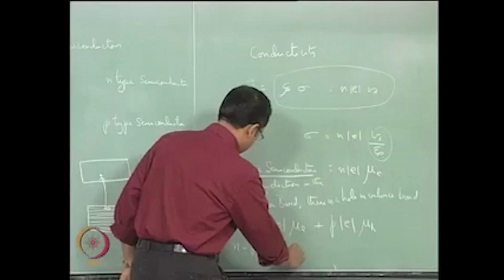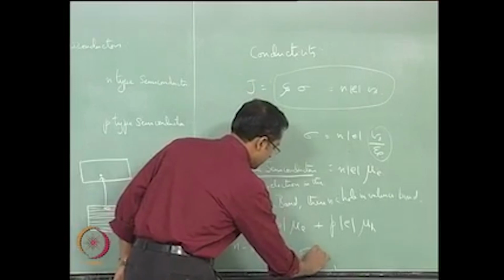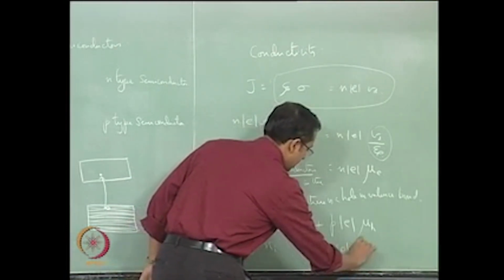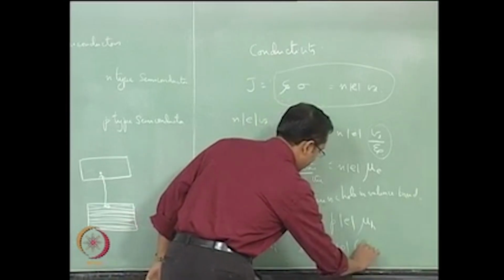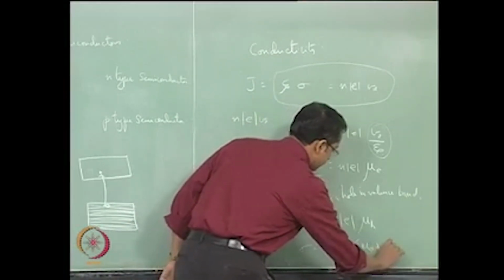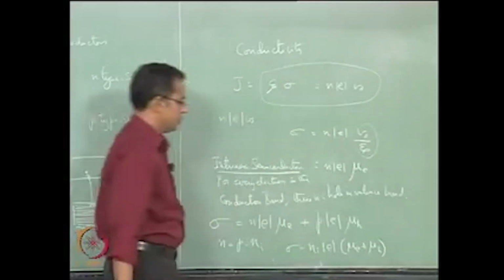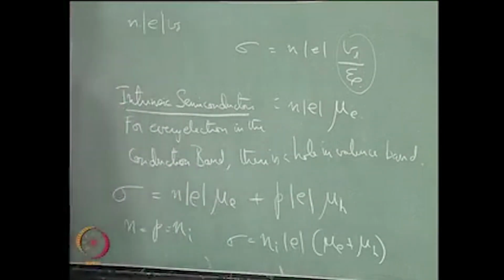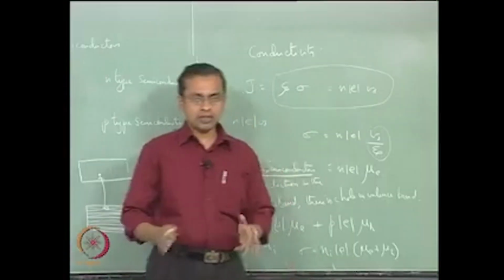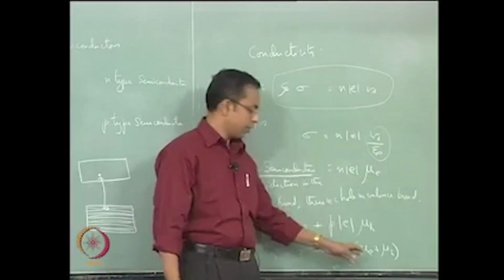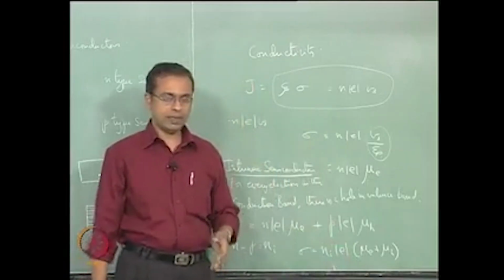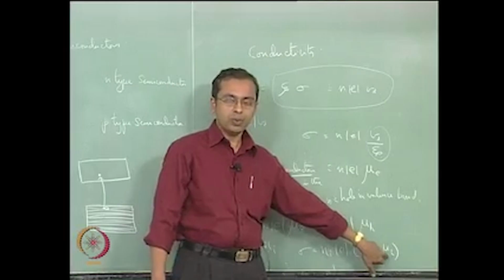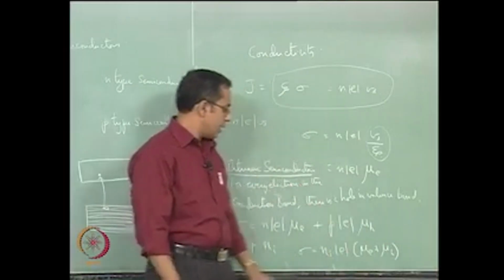So therefore sigma is simply n_i times E times (mu_e plus mu_h). This mu_e and mu_h are not actually the same, because in this case we are talking of electrons moving in the conduction band, and in that case we are talking of holes moving in the valence band.